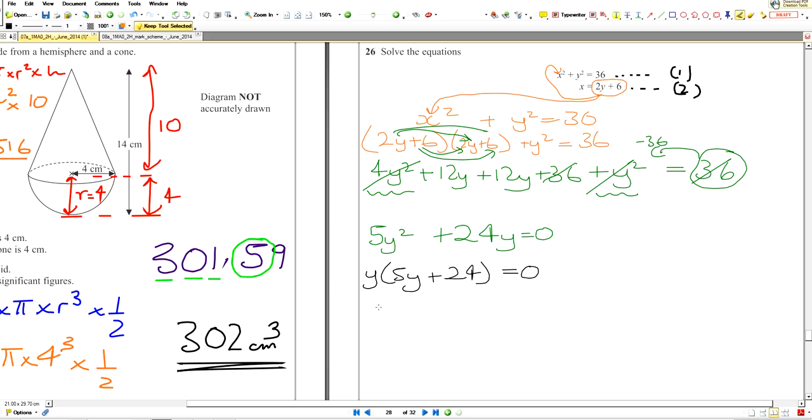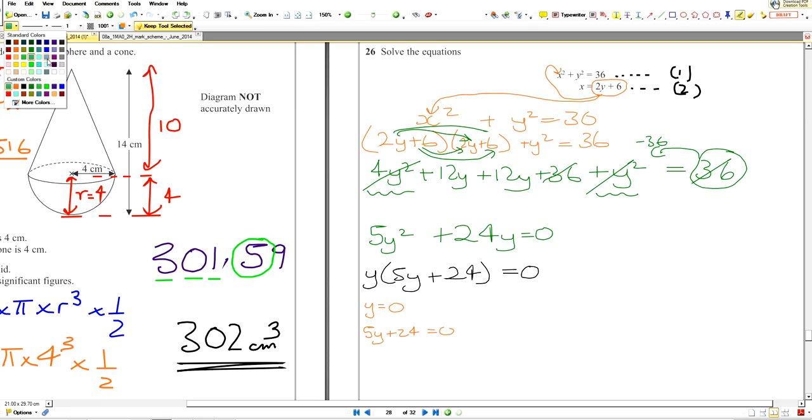Now, in order for us to solve this, we can say either the y outside is equal to 0, so that's one solution, because if you put 0 in here, 0 times anything will give you 0. The other solution is if you make the bracket equal to naught. So for that one, we have 5y plus 24 is equal to naught. So either this y is equal to naught or the bracket is equal to naught. Let's work out the possible value of y.